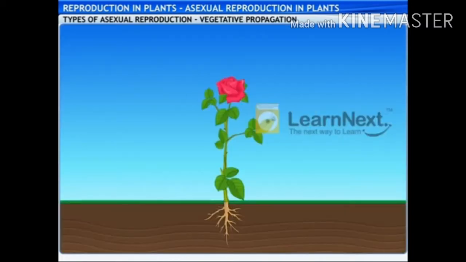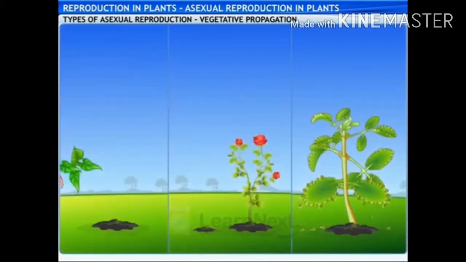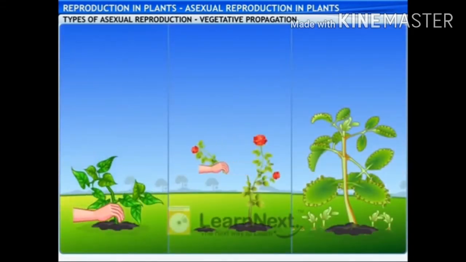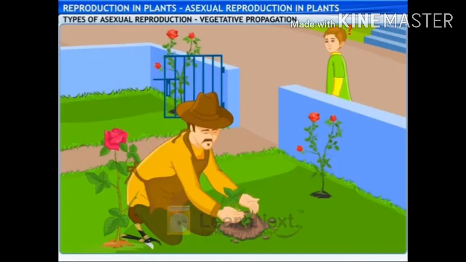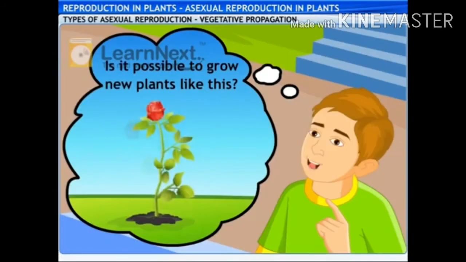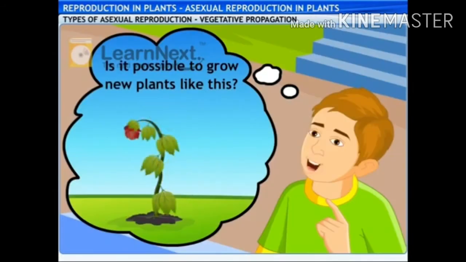We know that most plants have roots, stems, and leaves. These are called the vegetative parts of the plant. When new plants are produced from these parts, the process is called vegetative propagation. Is it possible to grow new plants like this?